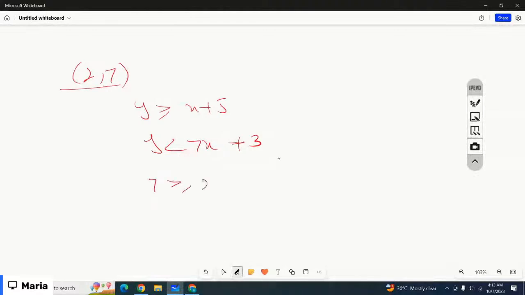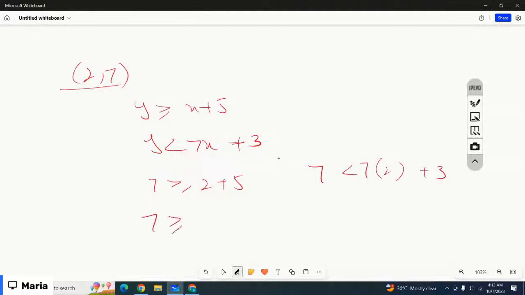Okay, let's just do another example. Is (2, 7) a solution of the system of inequalities? The equations are y is greater than x plus 5 and y is less than 7x plus 3. So let's just see if (2, 7) is the solution. So y is 7, 2 plus 5, and y is 7, 7 times 2 plus 3.